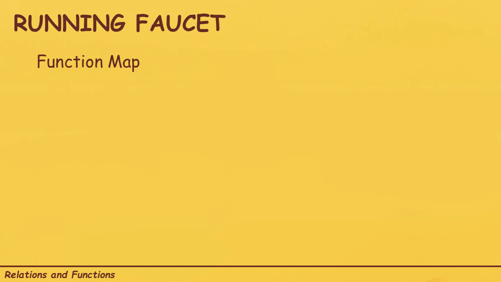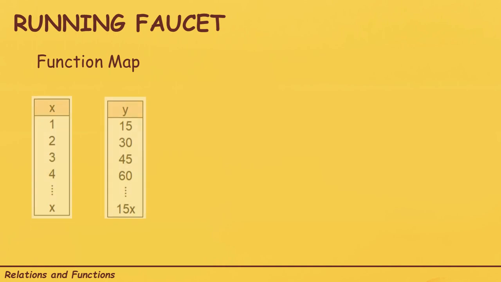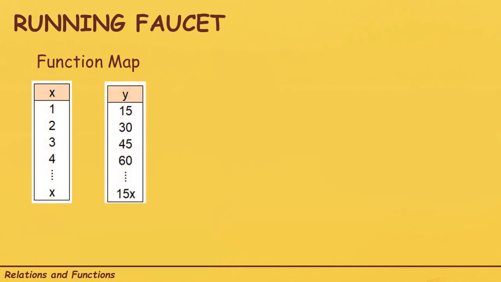Another way to visualize the relationship between x and y is with a function map. Okay, this is what our function map looks like. We have a column for x and a column for y. Here, 1 minute is equivalent to 15 liters, based on our running faucet problem. 2 minutes is equivalent to 30 liters of water. 3 minutes is 45 liters of water. 4 minutes is equivalent to 60 liters of water, and so on and so forth.